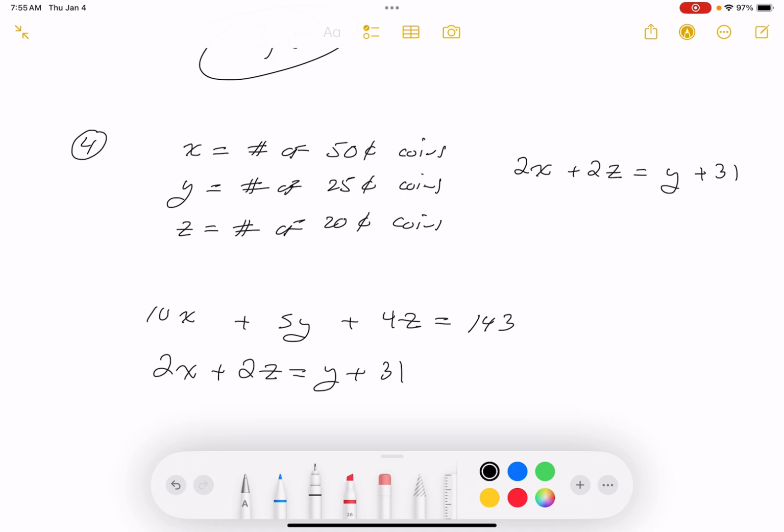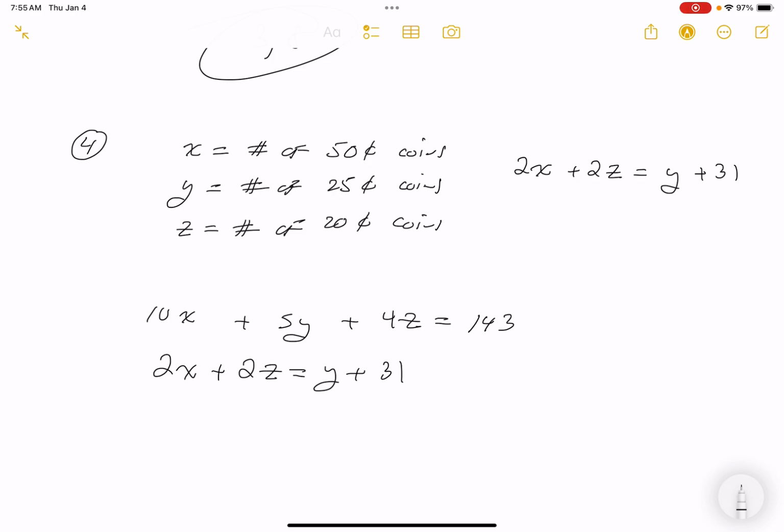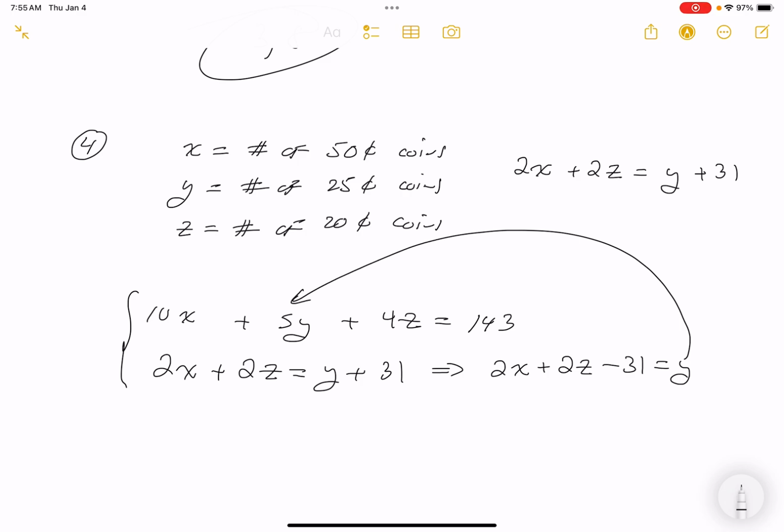All right. Now, did they say anything else? No, they just want to know what the possibilities are at this point. So I have these 2 equations, and there's 3 unknowns in it. I'm going to try to get it into 2 unknowns at this point. The way I'm going to do that is I'm going to take this equation here and write down 2x plus 2z minus 31 is equal to y. And I'm going to take this y and plug it in here and see what we come up with.